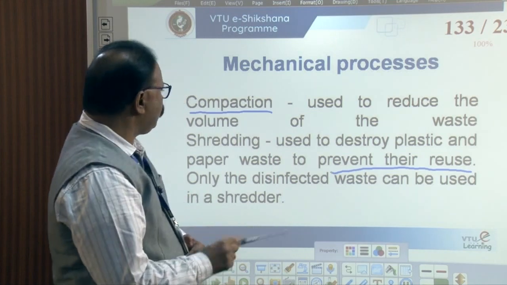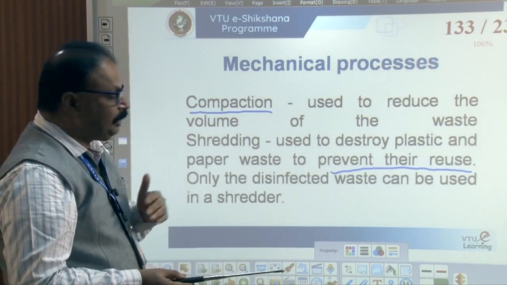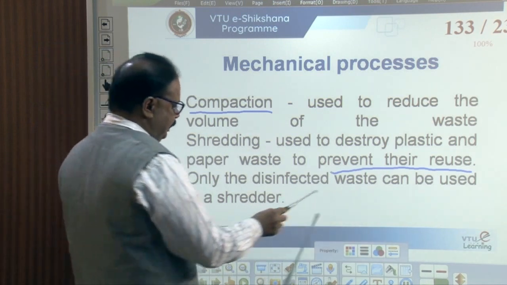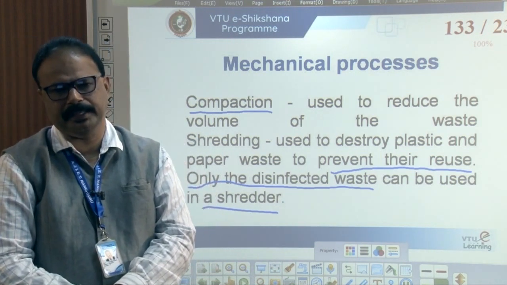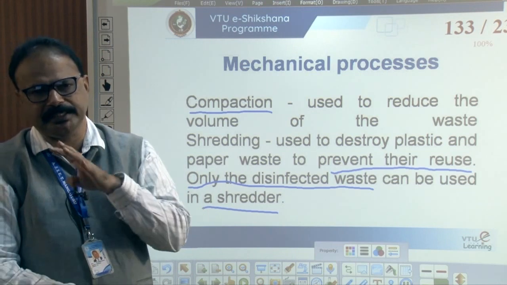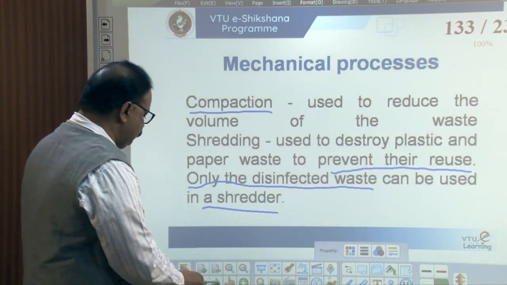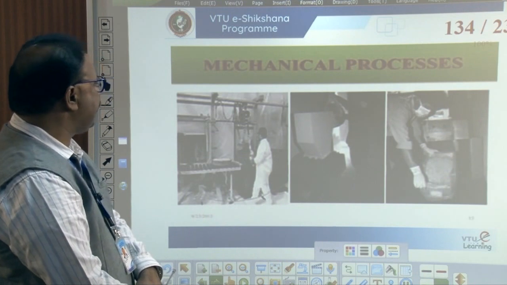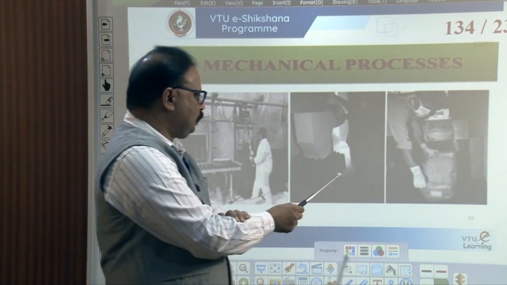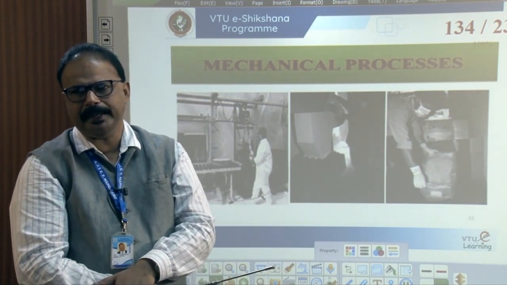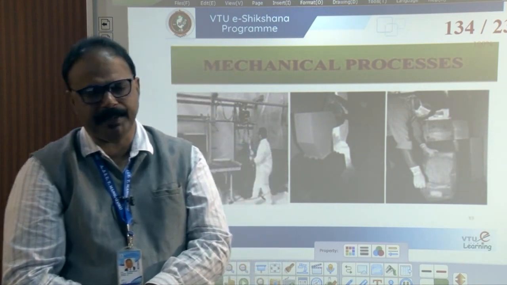It is compacted with a mechanical device. Only disinfected waste can be used in a shredder. Very important. This is the process of mechanical compaction and shredding, cutting the waste and compacting it. You can see here the different types of compaction and shredding. These are the machineries we are using for compaction and shredding. Compaction is done for plastic. This is the mechanical process.